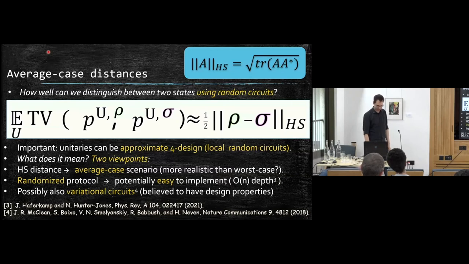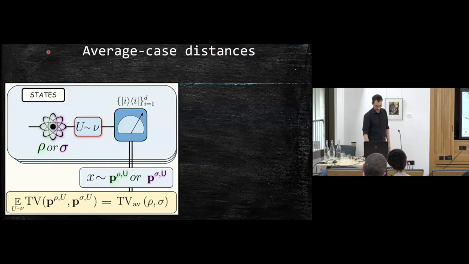Yeah, and again from a practical perspective, maybe what's especially interesting is that you can think about those random unitaries as having the structure of variational circuits. Currently it is widely believed that the standard architectures for variational circuits do have those approximate design properties, which is also confirmed by numerics. So it can tell you about average performance when the unitaries are just random variational circuits.